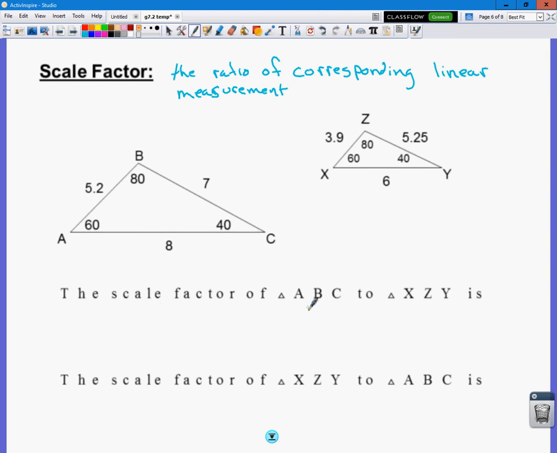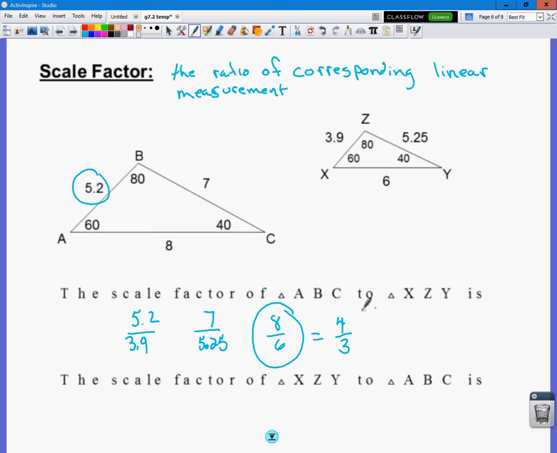So if they're looking for the scale factor of ABC to XZY, I can take any of the ratios. ABC, 5.2 divided by 3.9. I could do 7 over 5.25. Or I could do 8 over 6. Now any of these will produce a scale factor. This is the easiest one to work with because there's no decimals. And remember that when we're using a ratio, we should always simplify it and put it in simplest form, which is 4 over 3.